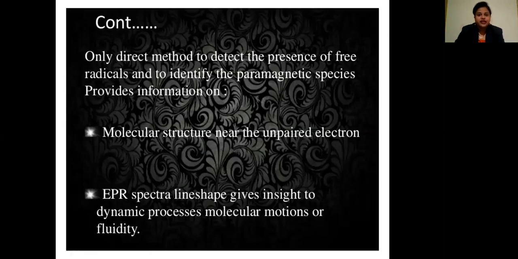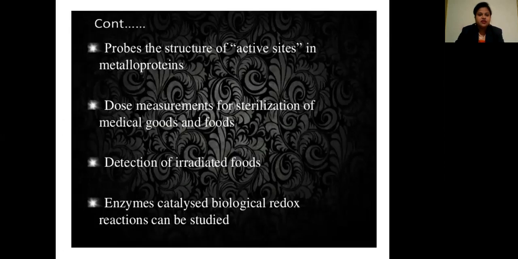It is the only direct method to detect the presence of free radicals and to identify the paramagnetic species, and it provides information on molecular structure near the unpaired electrons. EPR spectra line shape gives insight to dynamic process, molecular motions or fluidity. It probes the structure of active sites in metalloproteins. In medicinal field, it is used for dose measurement for sterilization of medical goods and foods. In the food industries, for the detection of irradiated foods, this ESR spectroscopy is applicable.